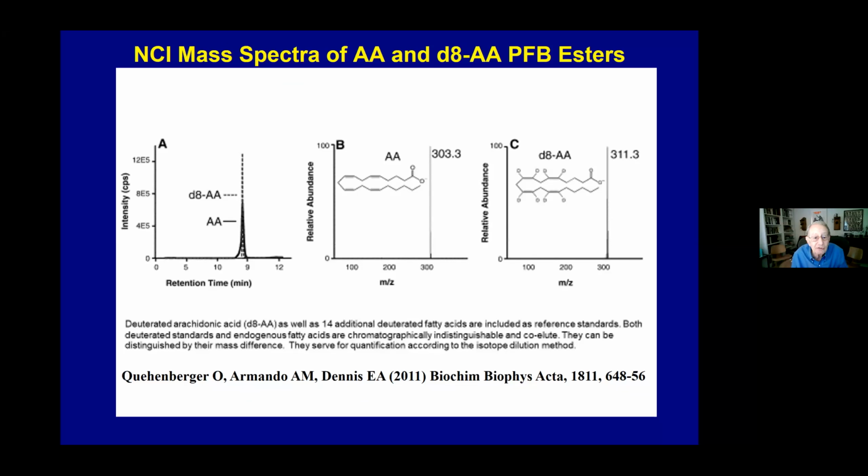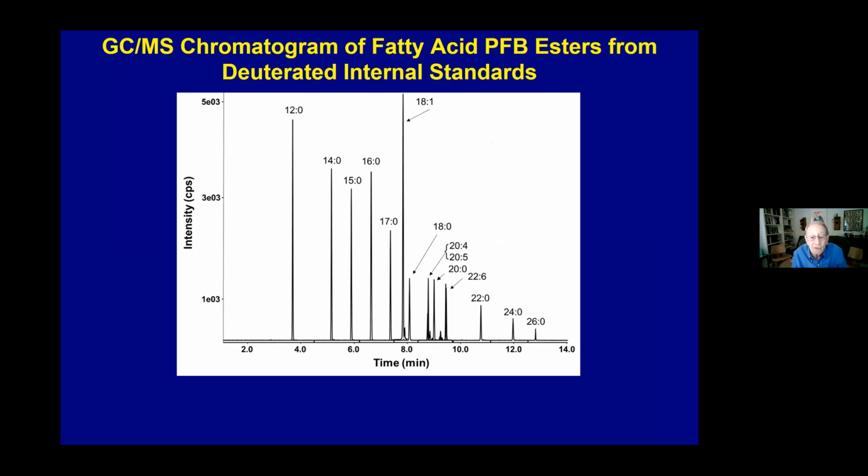And this just shows you pure arachidonic acid, a primary standard, weighed, pure and weighed, and then put in solution very quantitatively, including some D8 arachidonic acid. They come with the identical retention time on GC for the derivative, but the molecular weight is different. One is 303 and one is 8 units higher at 311. And we use 14 deuterated internal standards for our analysis.